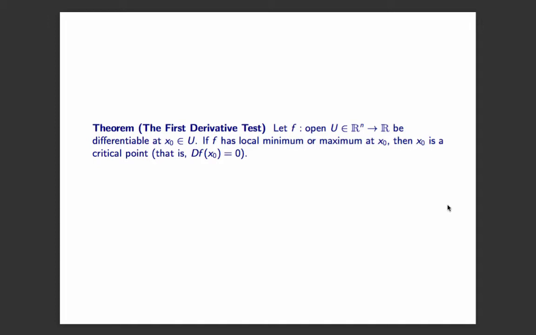Of course, the first function that should pop into your head on the real line would be f of x equals x cubed, right? That has a 0 derivative at x equals 0, but it's neither a minimum nor a maximum. What does that look like when I map Rn to R? Well, let's take a look in 2 dimensions.